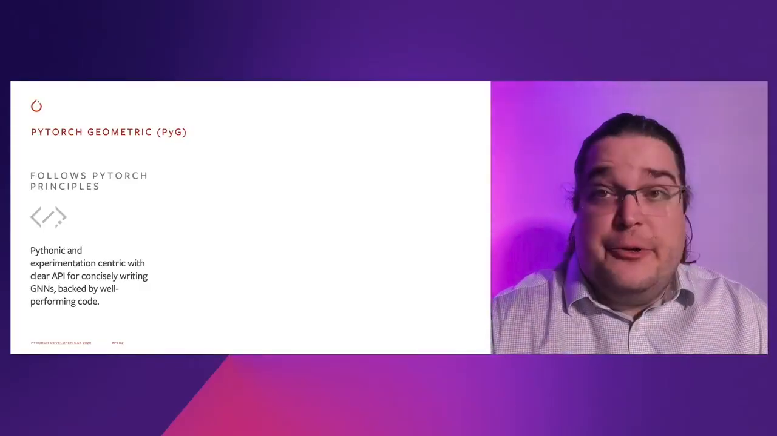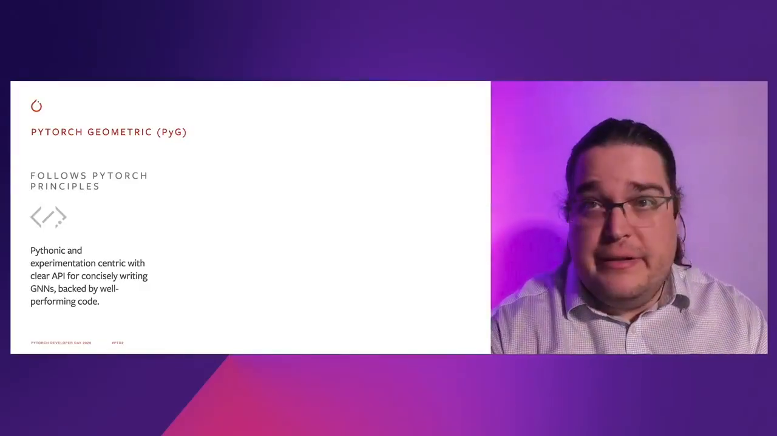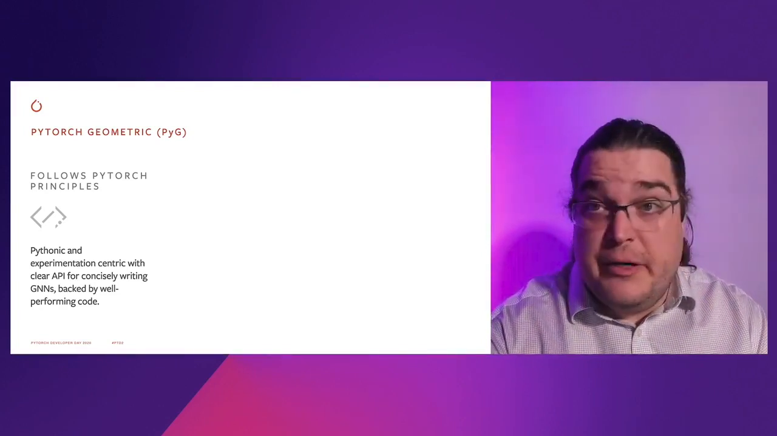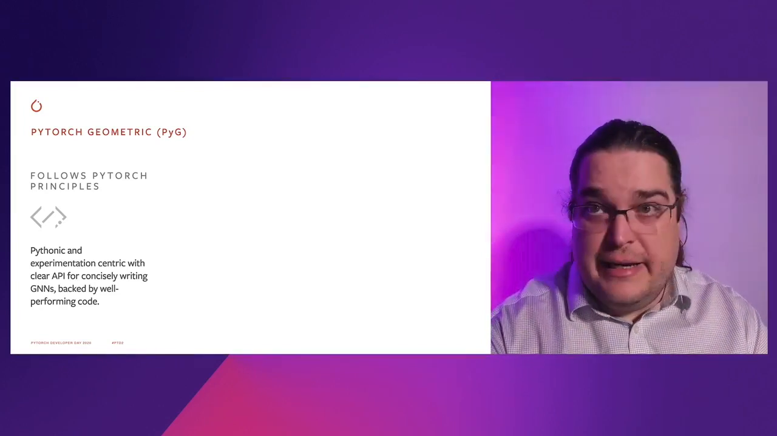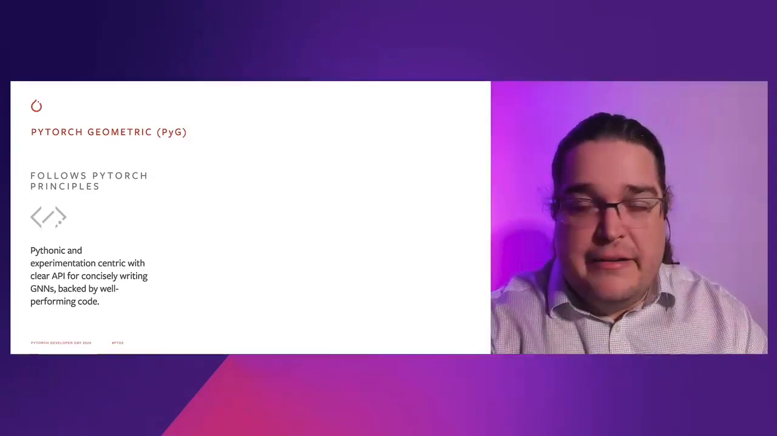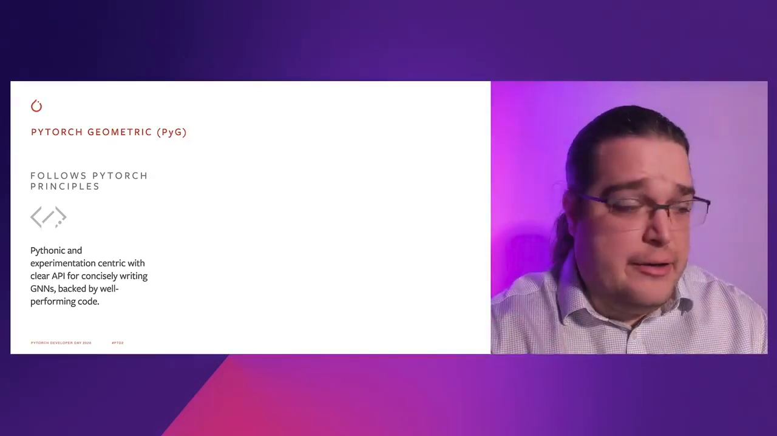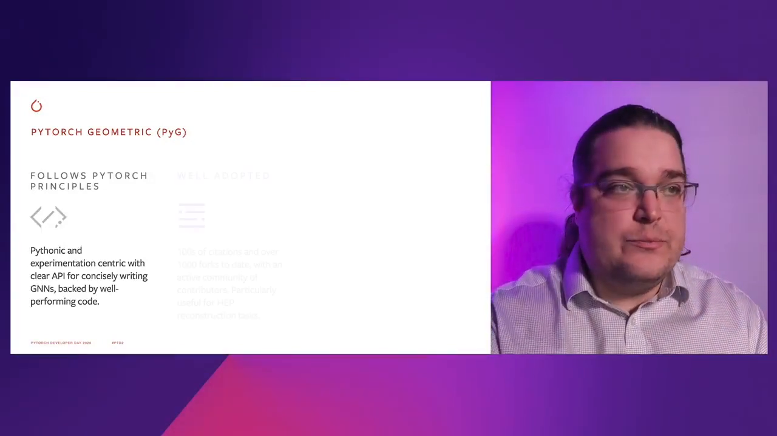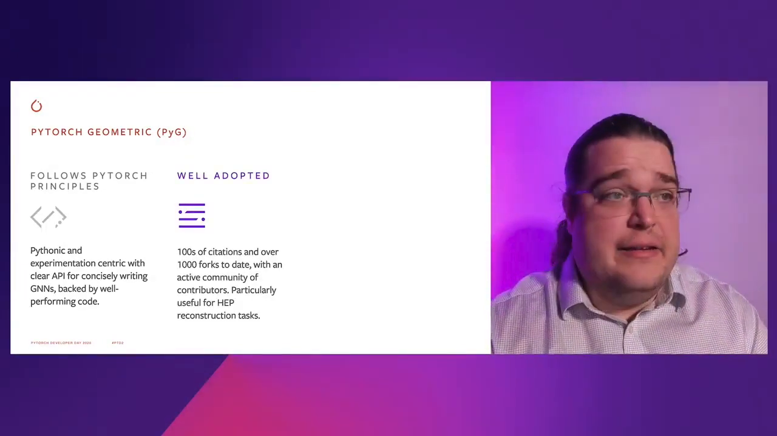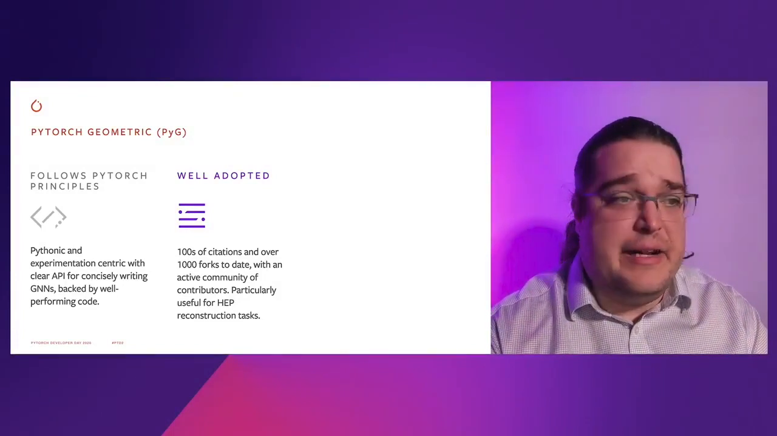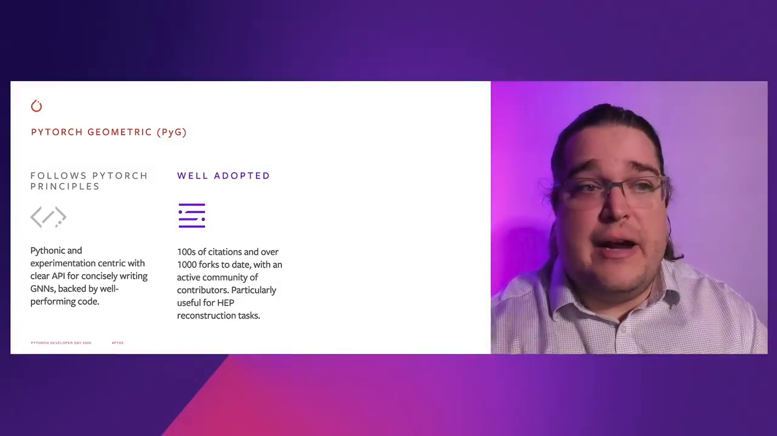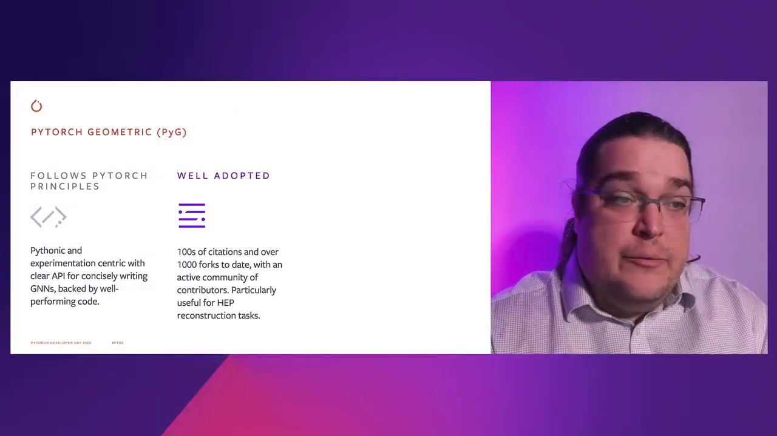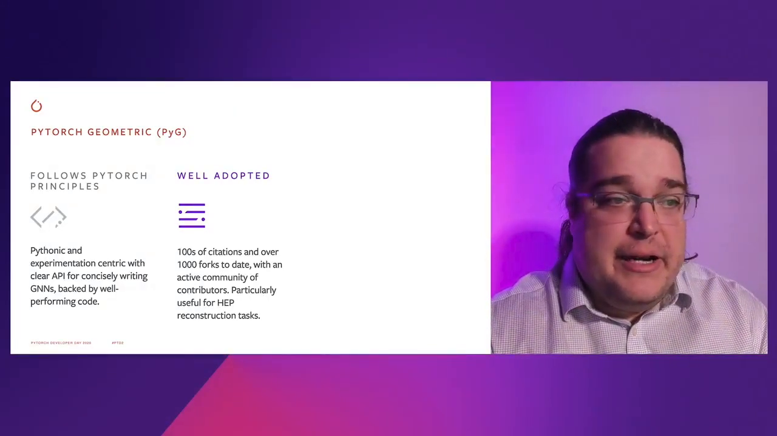This means that PyTorch Geometric is really following the typical PyTorch principles, and it's quite straightforwardly Pythonic, experimentation-centric, and has a very clear API for writing these graph neural networks. And in addition to all of that, it is backed by well-performing code. On top of that, it's well adopted. It's got hundreds of citations for people doing experiments on graph neural networks and over 1,000 forks to date, with an active community of contributors behind that.